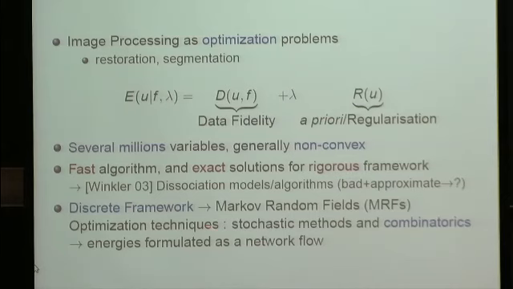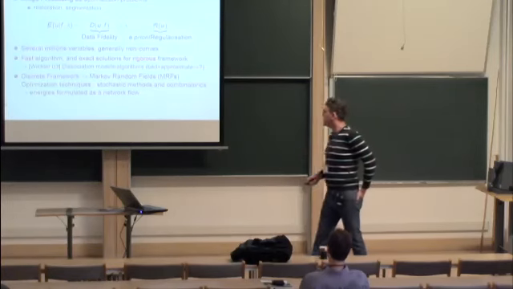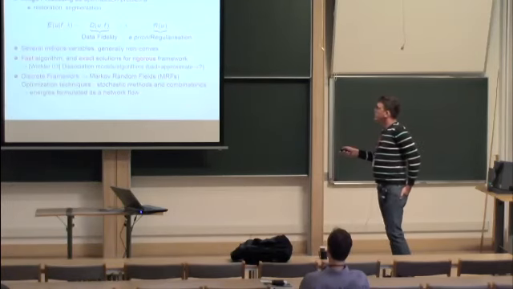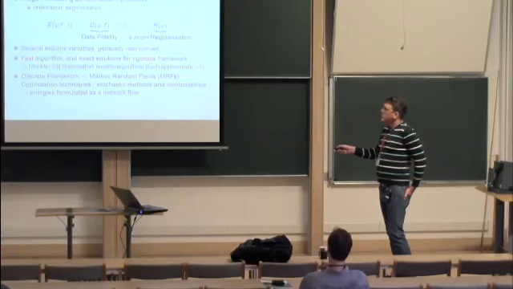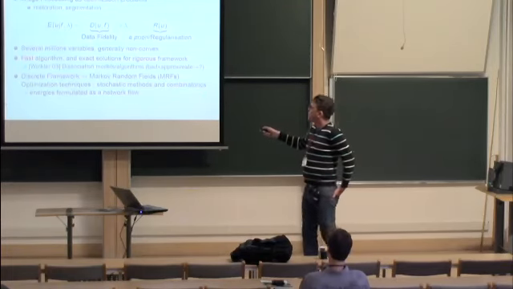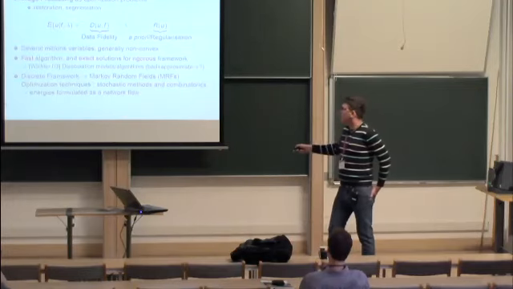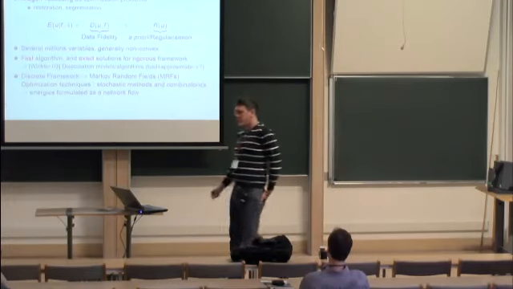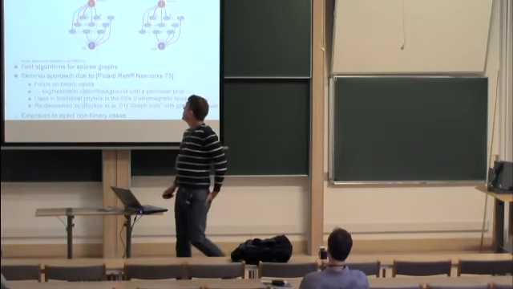So one of the ways is to use stochastic methods. Essentially, you design a Markov chain to search over the space, then you embed this process into a simulated annealing process, and in theory, you do converge toward the global optimum. Another approach is, since you are in a discrete framework, to use combinatorial approaches. And the idea will be to formulate this energy as a network flow. So let me give you the idea.